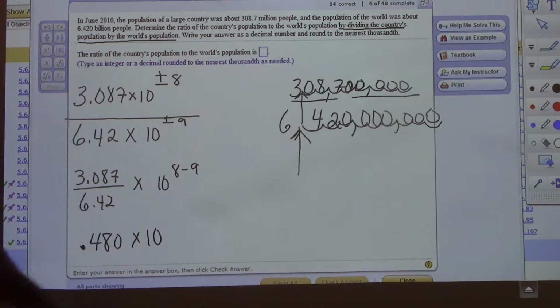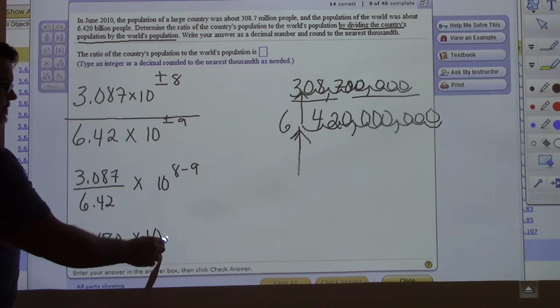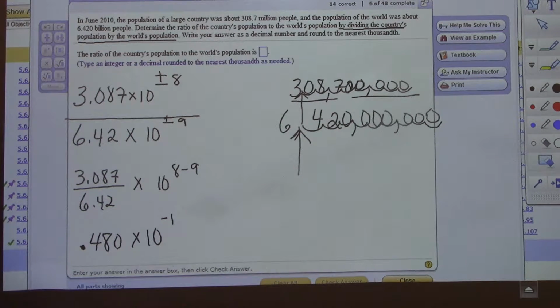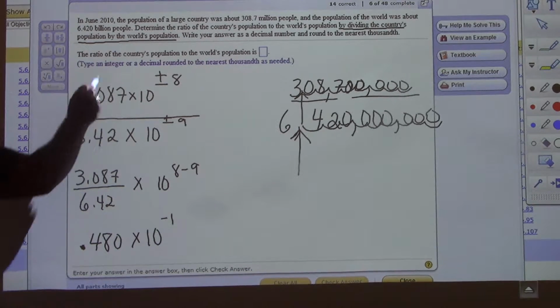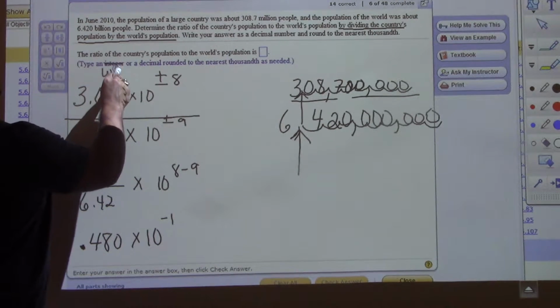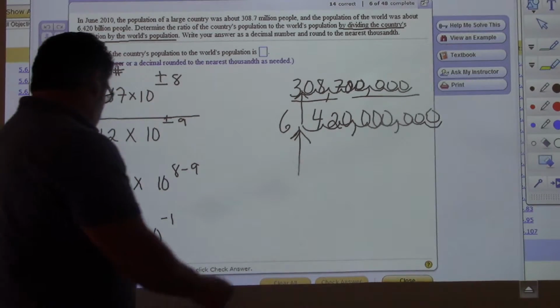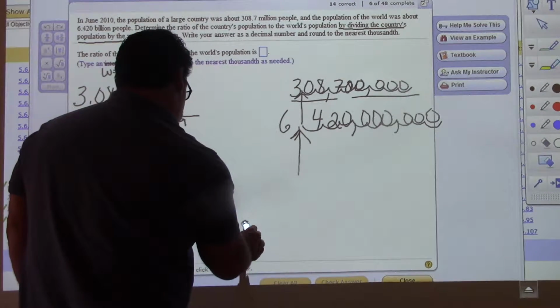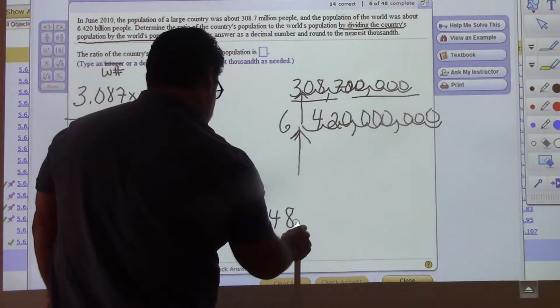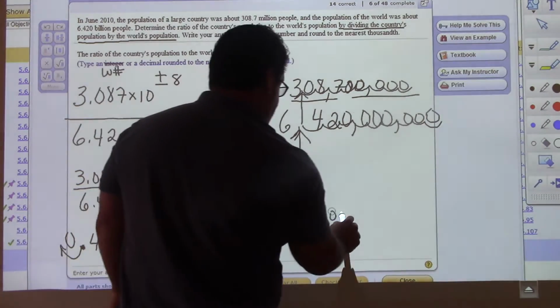And what is 10 to the 8 minus 9? -1. Now look and see what it says to do. Type as a whole number or what? Decimal. So do I need to write it in scientific notation? No. I need to move it one place to the what? Left. And that's 0.0480 or 0.048.